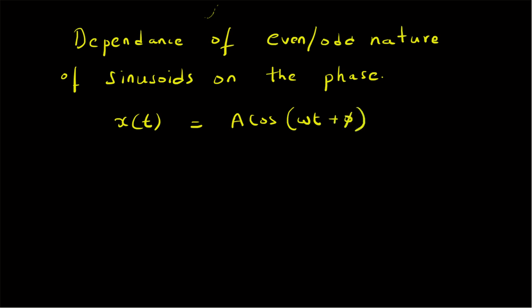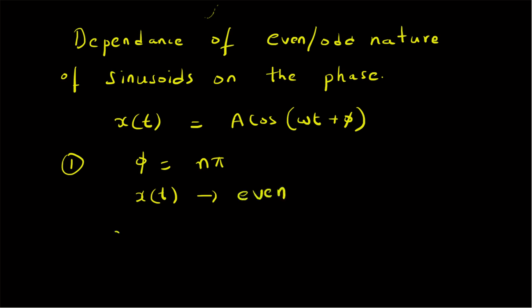that is a classical sinusoidal signal. A is the amplitude, omega is the frequency, phi is the phase. So the even or odd nature of this signal depends on the value of phi. For example, in the first case, if phi is equal to a multiple of pi, that is n into pi, phi is an integer multiple of pi, then x of t is always even.